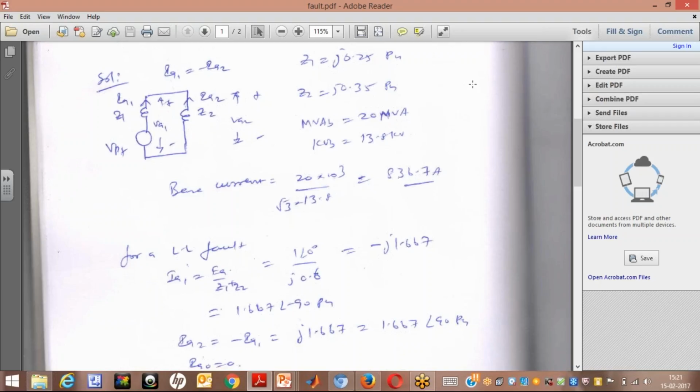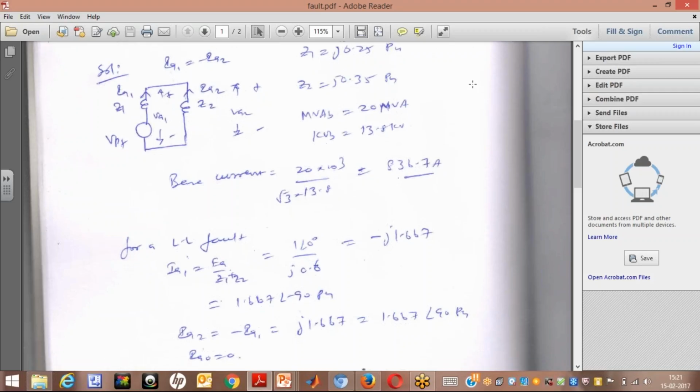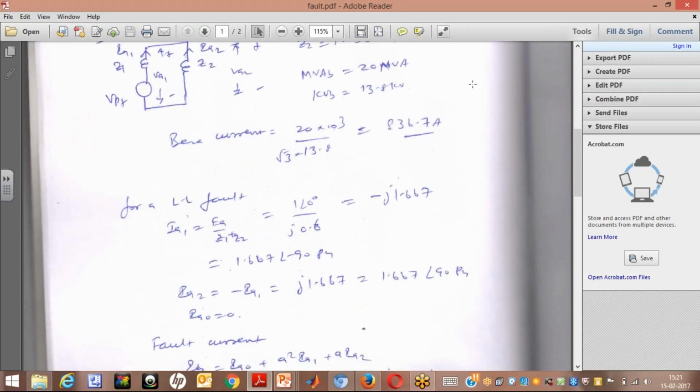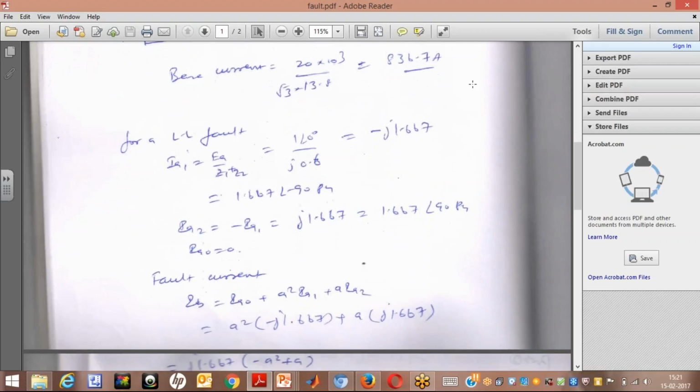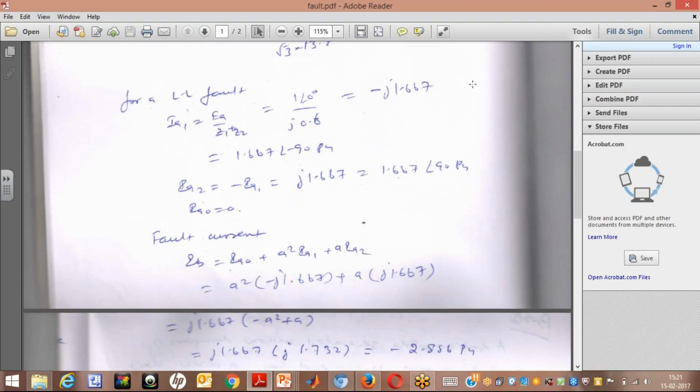And IA naught, surely it will be equal to 0, because as there is no zero sequence network, no zero sequence current can flow. Any fault without ground connection, there won't be any zero sequence current. So now you can calculate the fault current. Here the fault current is either IB or IC, because B and C phase are shorted. So you can write the relation between the phase current and the sequence current.